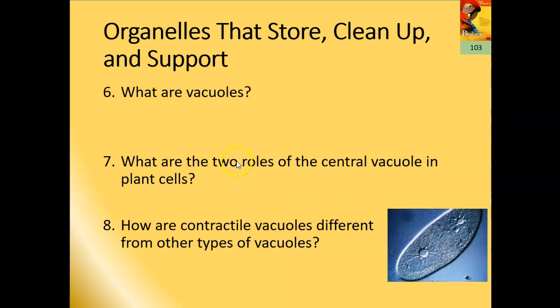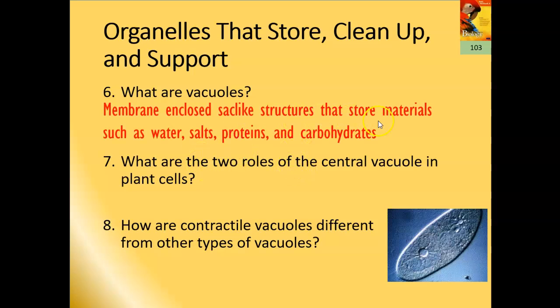All right. And then answering our questions, what are vacuoles? They're enclosed sacs that store materials such as salts, water, proteins, and carbohydrates. Two roles of the central vacuoles in plants: they store materials and then they support the cell.